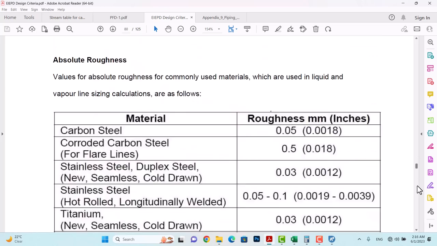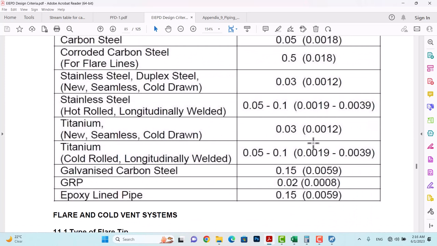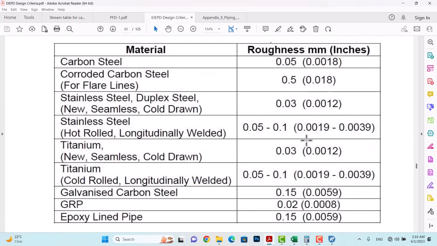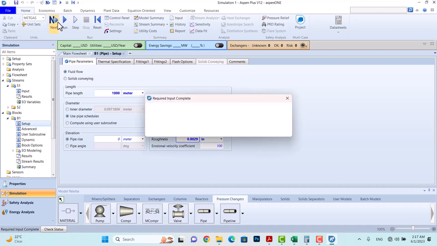To check the roughness here, the average value is 0.0029. Next.